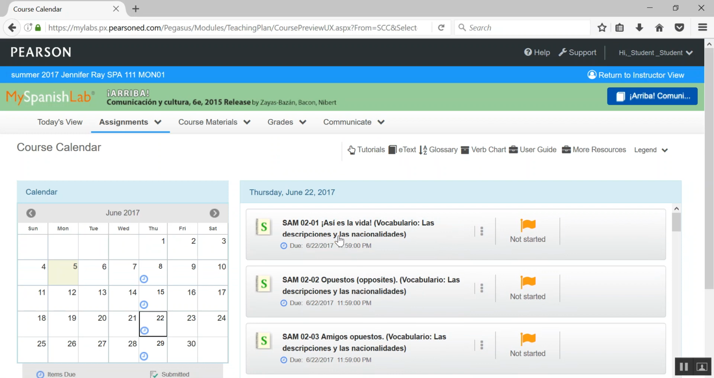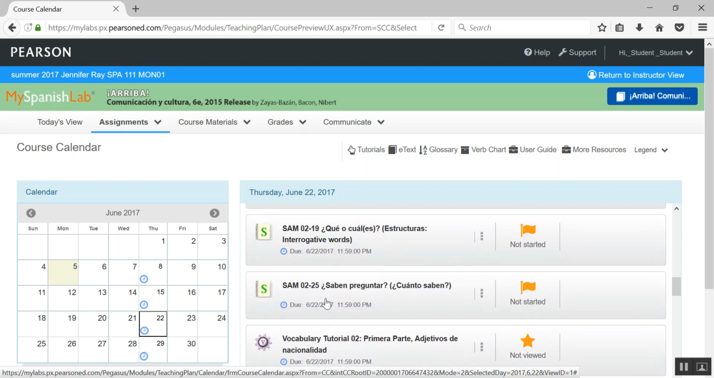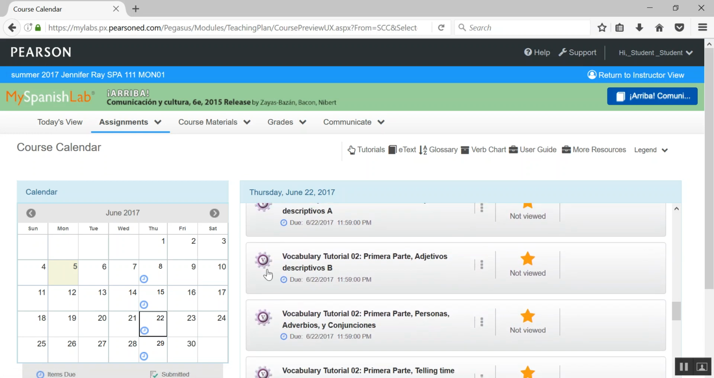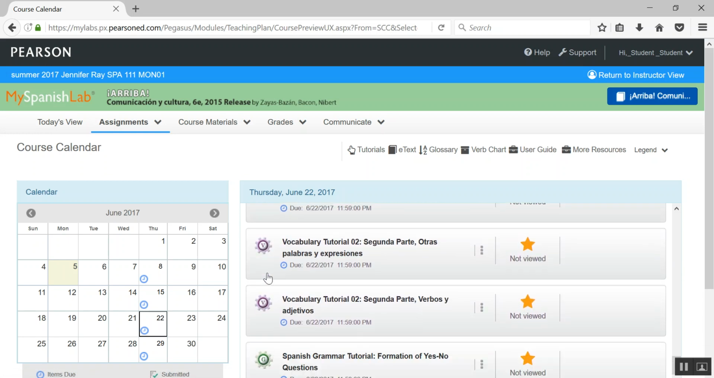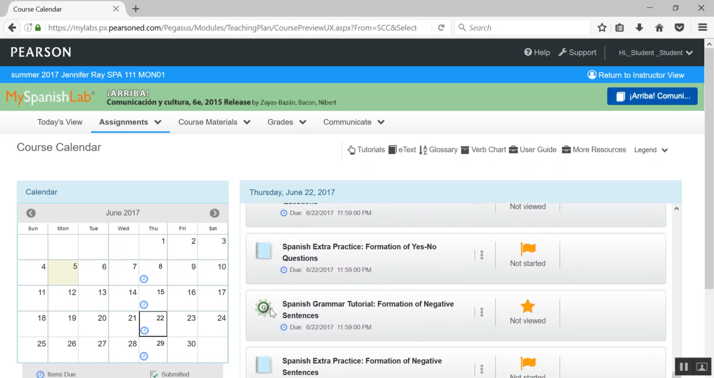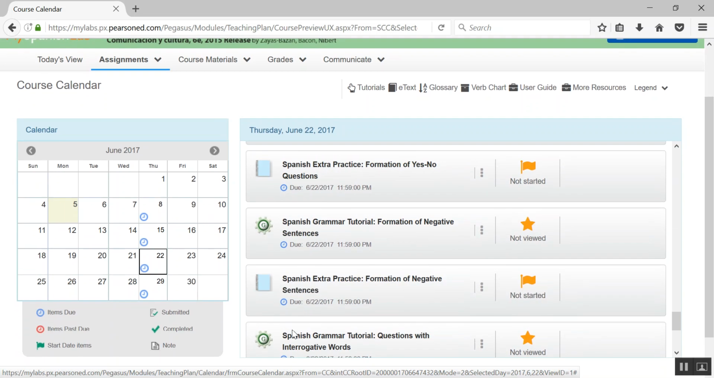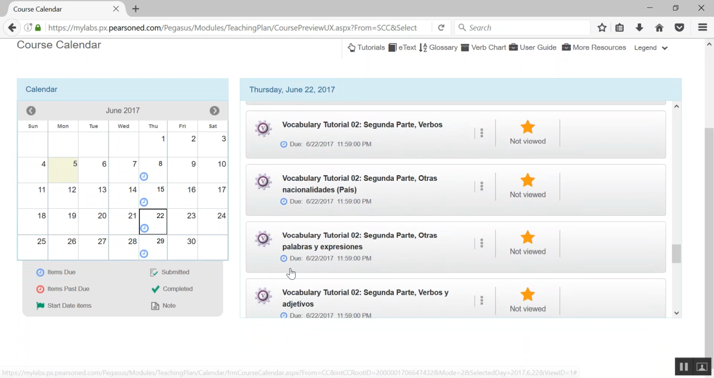Okay, and so you'll just want to click on each of these activities and complete them. If you scroll down to the bottom, you'll notice that there are some tutorials. If it's not been assigned in my language labs, it's not required. It's just something you can do if you want to. Additionally, those extra practices have not been assigned either. So a lot of the stuff at the bottom has not been assigned.